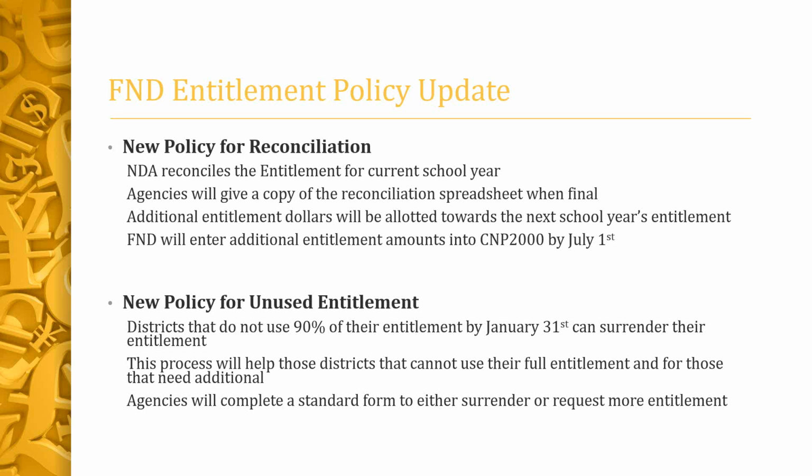We will provide you with a copy of the reconciliation spreadsheet when it's final. We'll be sending that out via numbered memo. That'll give you a picture of how that adjustment will be applied to your starting balance for the following year, so you can budget accordingly. And then, as we always have, we'll be entering in your starting entitlement amount by July 1st.